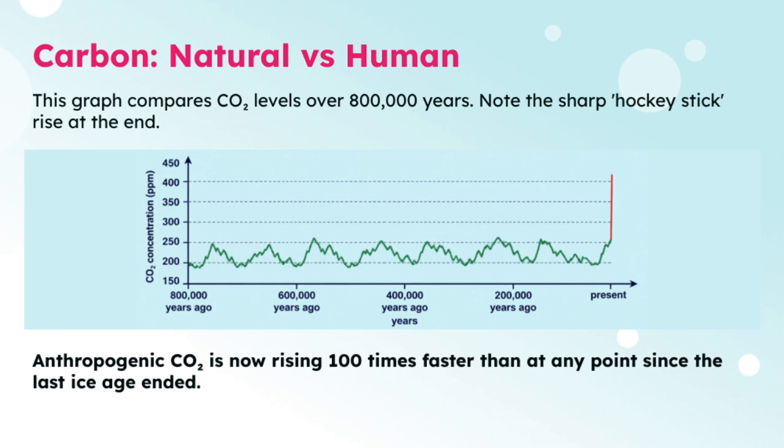The slide explains that anthropogenic carbon dioxide is now rising 100 times faster than at any point since the last ice age ended. This matters because speed is one of the key differences between natural and human-driven climate change. Natural cycles happen slowly, giving ecosystems more time to adjust. Human-driven greenhouse gas increases have happened extremely quickly, especially since industrialization. So the graph helps show that modern climate change is not just another normal cycle. It is a rapid human-driven anomaly.